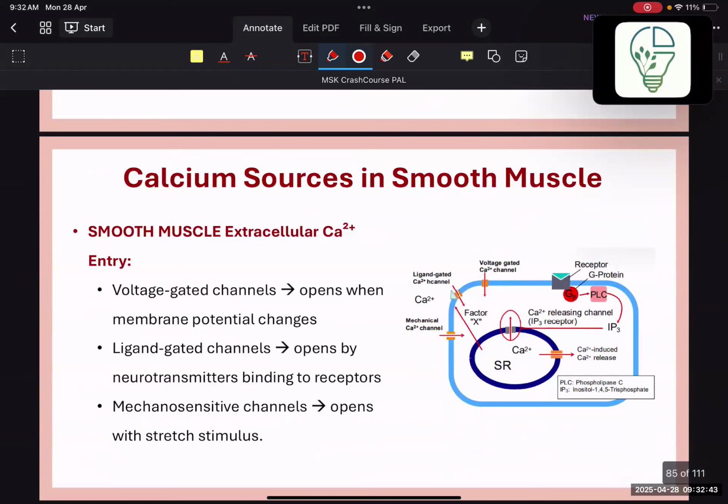So let's talk about these sources in more detail, because there is also a difference between the cardiac muscle and the smooth muscle. In smooth muscles, how do we get it from the extracellular compartment? We don't really have the T-tubule formation that we do in cardiac and skeletal muscles. In smooth muscles, we have 3 channels on the surface of the smooth muscle that open up and allow calcium inside. The first one is the voltage-gated channel. How is it going to open up? By a membrane potential change.